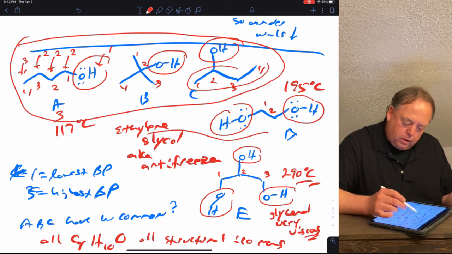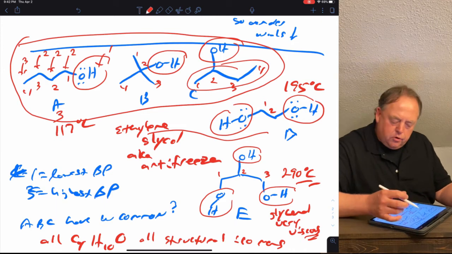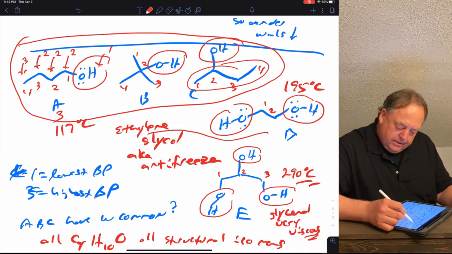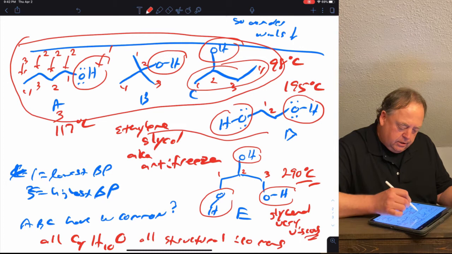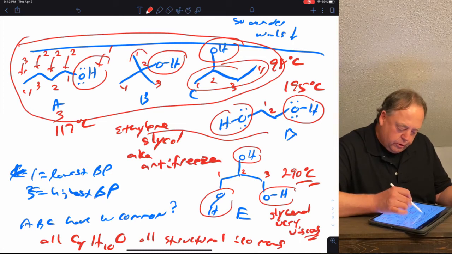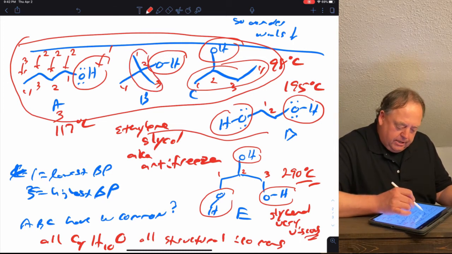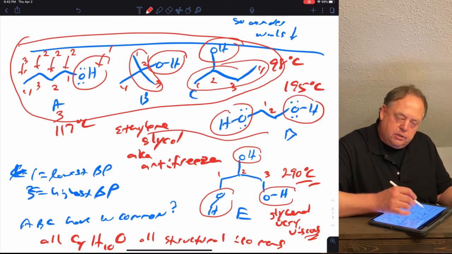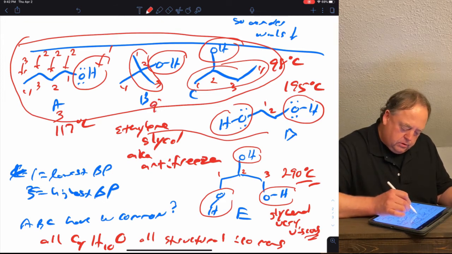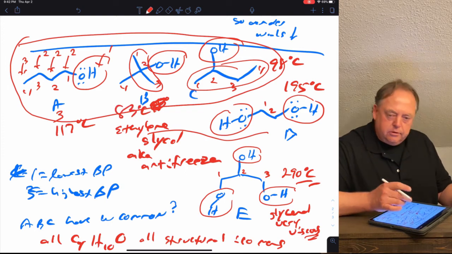And then the next highest would be C. It's got a 4 carbon chain, but the OH is on the 2nd carbon, so it's more branched. It's 98 degrees Celsius, and then B only has a 3 carbon chain. So it's got a branch in the middle, and the OH is in the middle as well. So it's going to be the lowest, at 83 degrees Celsius.